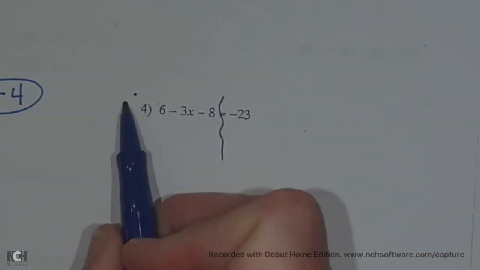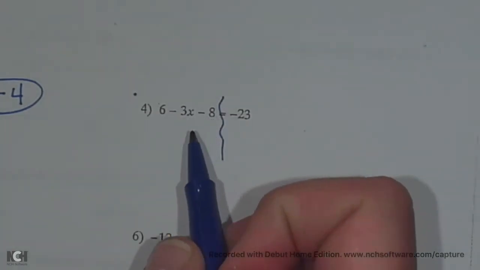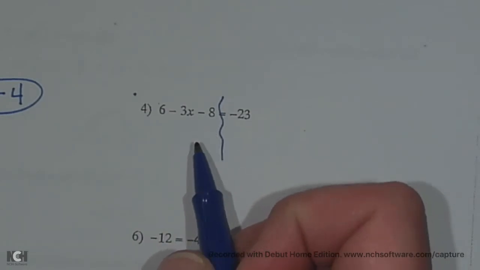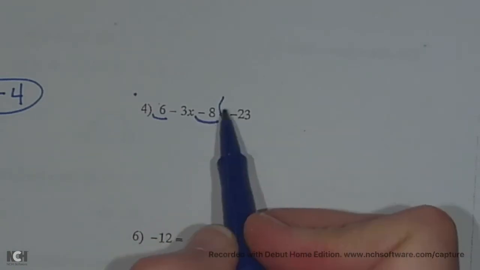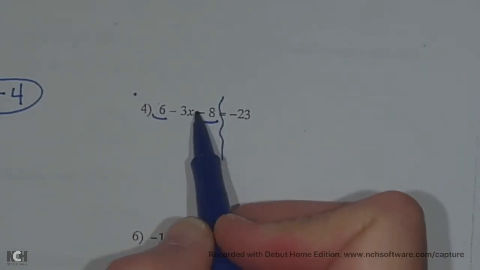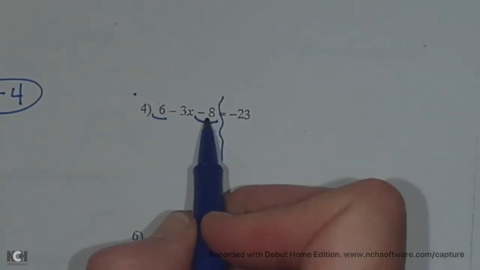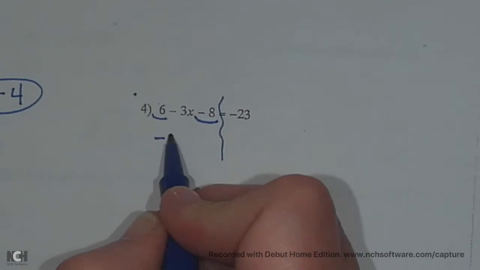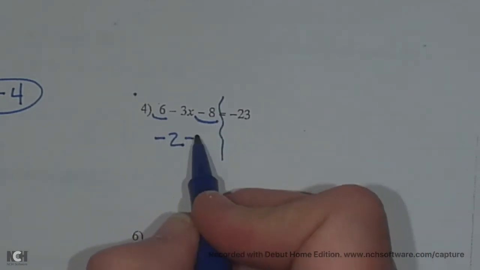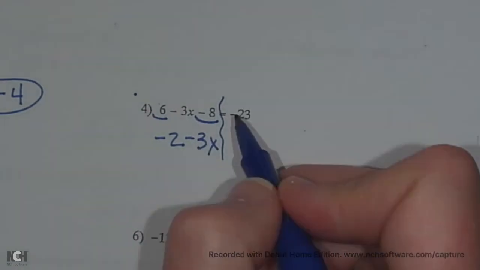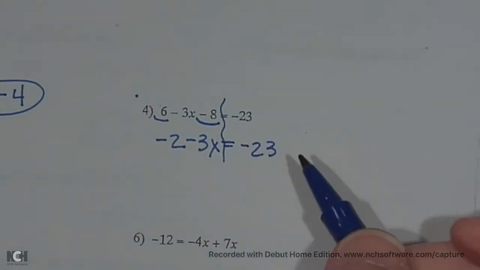Looking on this side, it looks like we've got 6 and negative 8. Those are just regular old numbers. In other words, they're both constants. That's what we call those. So let's combine them. We can combine the 6 and the minus 8. And when you do this, make sure you always grab that sign in front of the number also, because that's part of that number. So 6 minus 8 gives us negative 2. And we still have the negative 3x, or the minus 3x, however you want to say it, to bring down. And then on the right-hand side of the equal sign, we just have a negative 23.